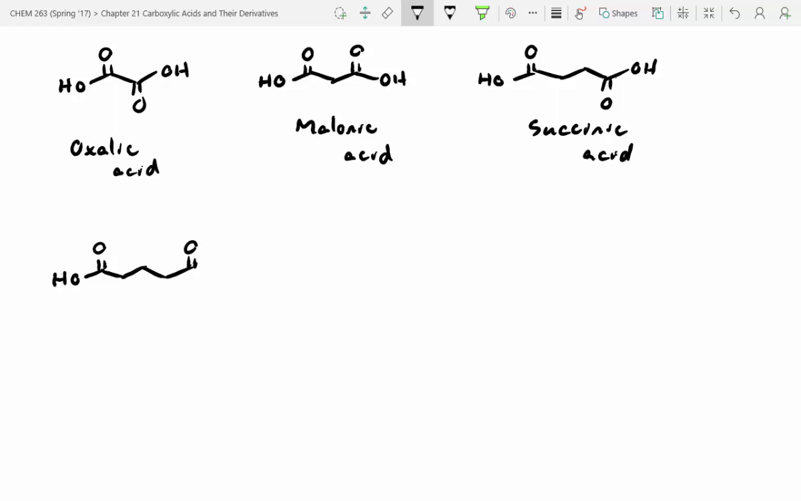There's no system to this. I'll show you guys a cool trick though. This is glutaric acid. Next one, we've got one more carbon. So that's 2, 4, 6. What's the name of this one? Adipic. We made this in second term.